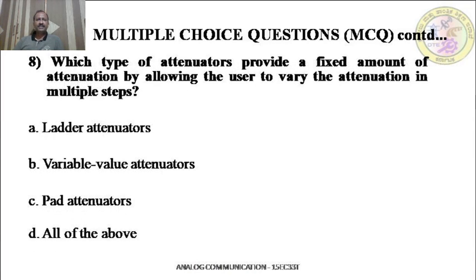8th: which type of attenuator provides a fixed amount of attenuation while allowing the user to vary the attenuation in multiple steps? A, ladder attenuator; B, variable value attenuator; C, pad attenuator; D, all of the above. For this, correct option is A, ladder attenuator.